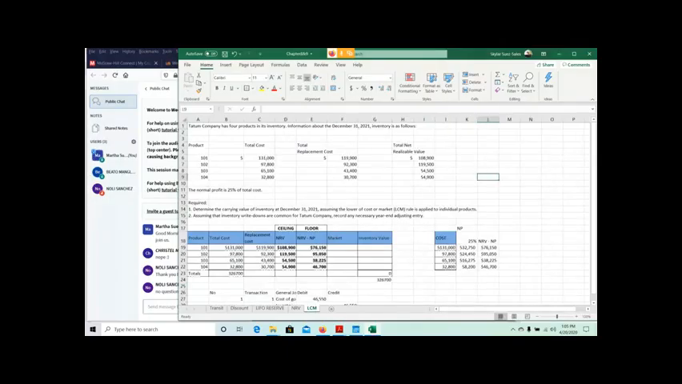Okay, for lower of cost or market, it's a little bit more complex. First of all, we need to figure out the ceiling and the floor. It's kind of like we're building these parameters, and if it goes too high, we are limited by the ceiling. If it goes too low, we are limited by the floor.